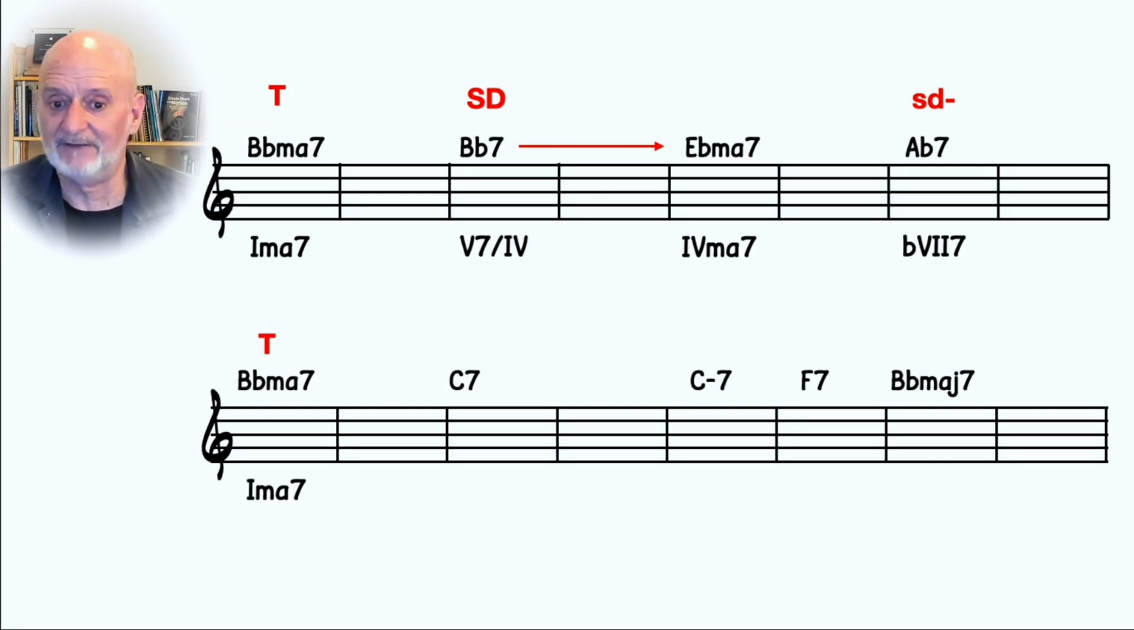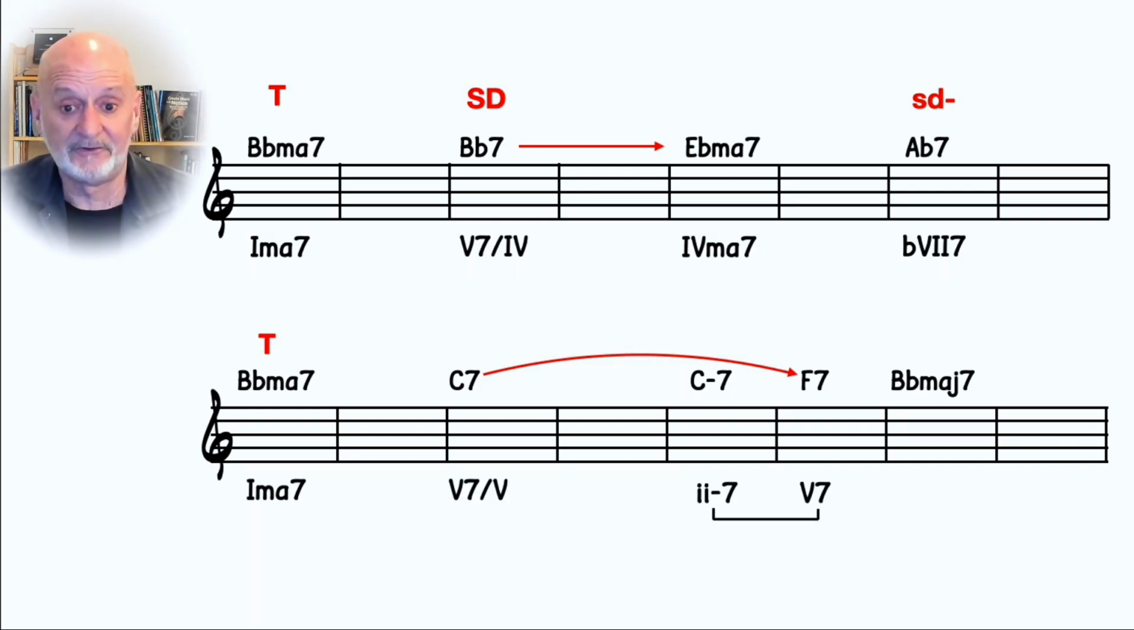Next, we have a C7 chord. Now it's a secondary dominant, but it's going to 5, not to 2. The 2 chord is part of the dominant function, as is the secondary dominant. Then it resolves to the tonic.